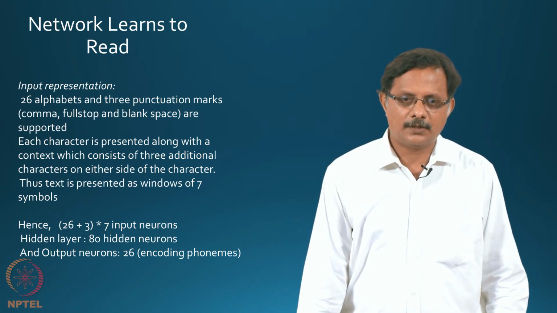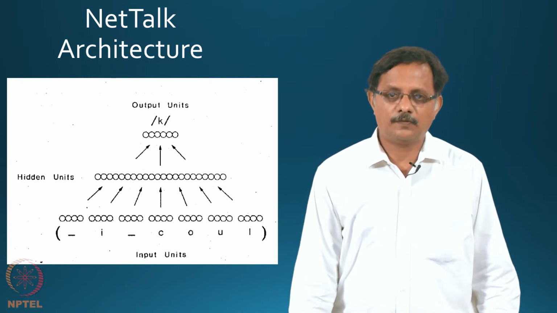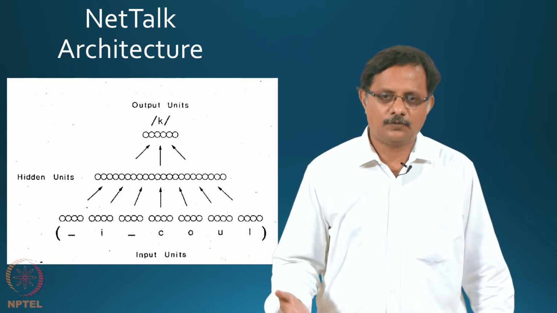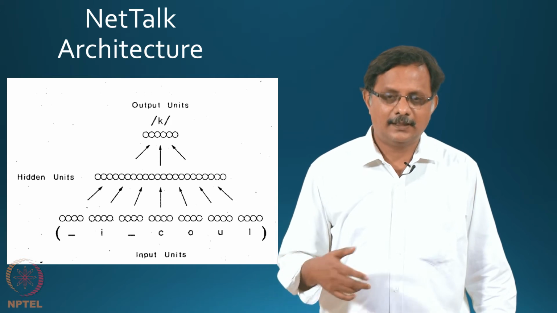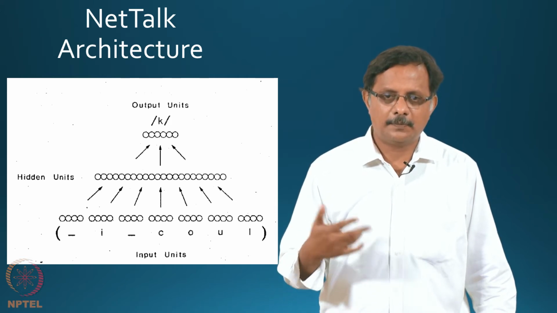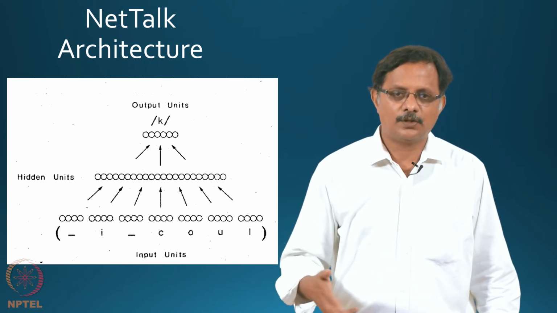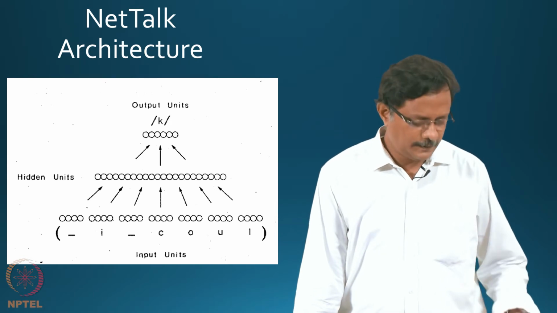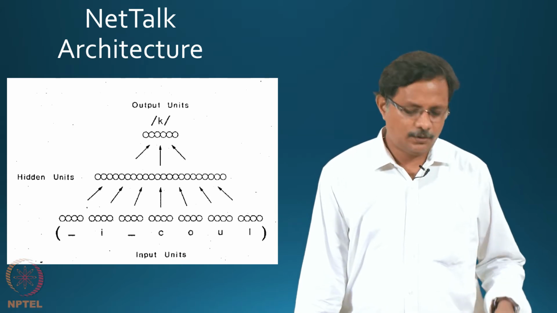There are 80 hidden neurons and 26 output neurons, and these 26 outputs code for a phoneme. Each of the output neurons codes for some property of a phoneme. For example, is it a plosive, or is it a fricative, or is it a labial kind of sound? For example, p, b, all these are labials, or are these dentals, and so on and so forth. These properties of the phonemes are coded in this 26 dimensional vector as output, and the network is trained to map the pronunciation, the corresponding phoneme of the central character, onto the output phoneme.